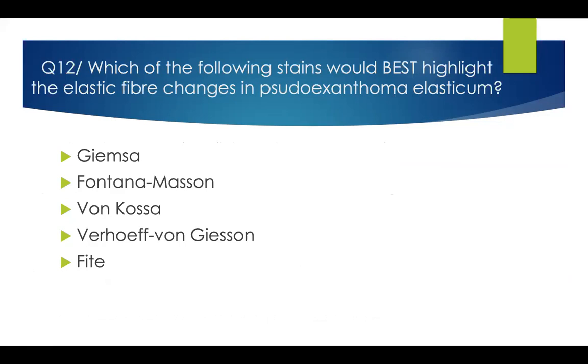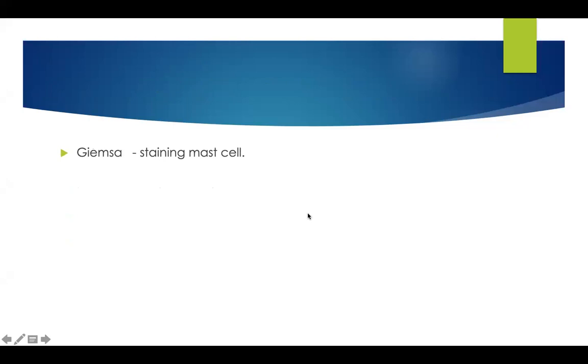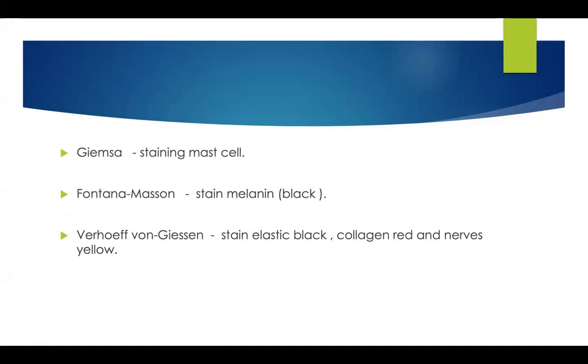And it is C. For the people who said C, yes, thumb up. Quick review, since we have two answers: Giemsa does stain mast cells, remember that. Fontana-Masson stains the melanin black. Verhoeff-Van Gieson stains the elastic fibers black and the collagen red, and the nerve yellow, so it is not very specific. The von Kossa stains calcium. Acid-fast stains acid-fast bacilli.